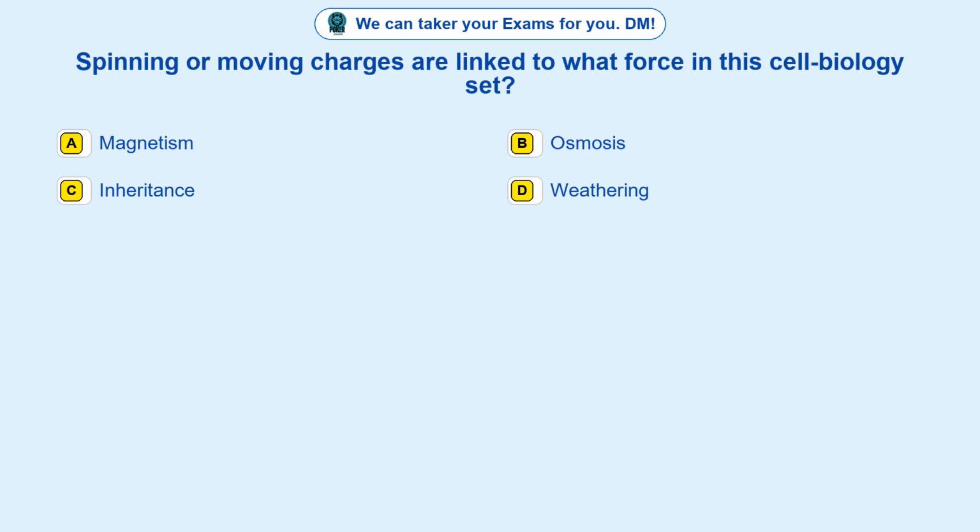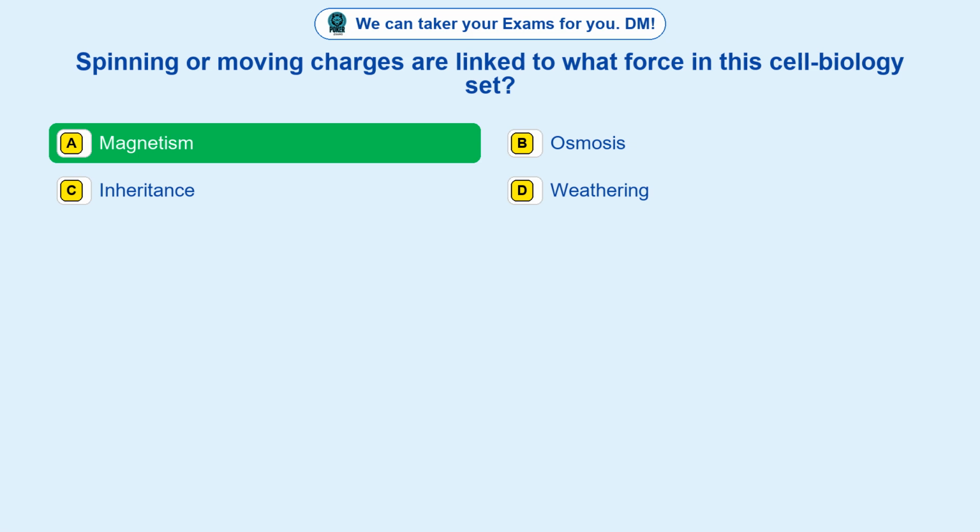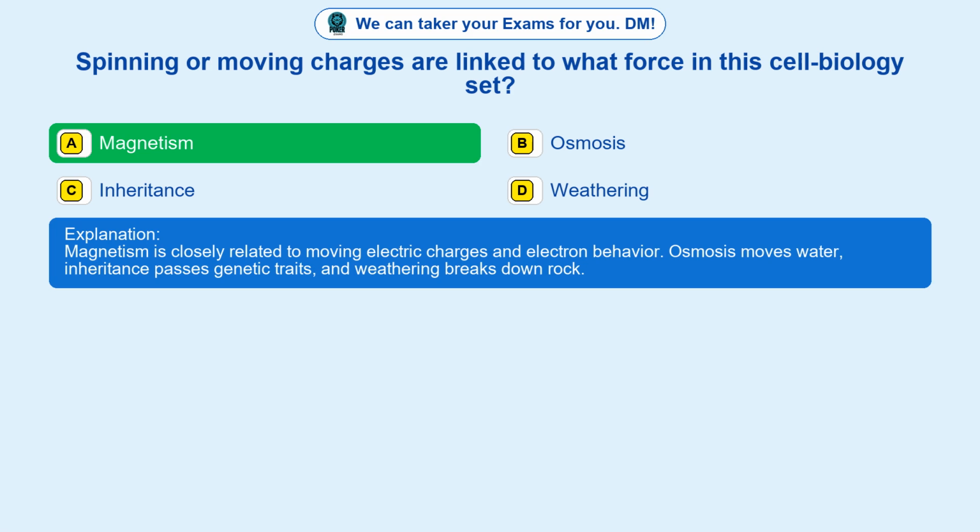Question 74. Spinning or moving charges are linked to what force in this cell biology set? Option A, magnetism. Option B, osmosis. Option C, inheritance. Option D, weathering. The correct answer is option A. Magnetism. Magnetism is closely related to moving electric charges and electron behavior. Osmosis moves water, inheritance passes genetic traits, and weathering breaks down rock.